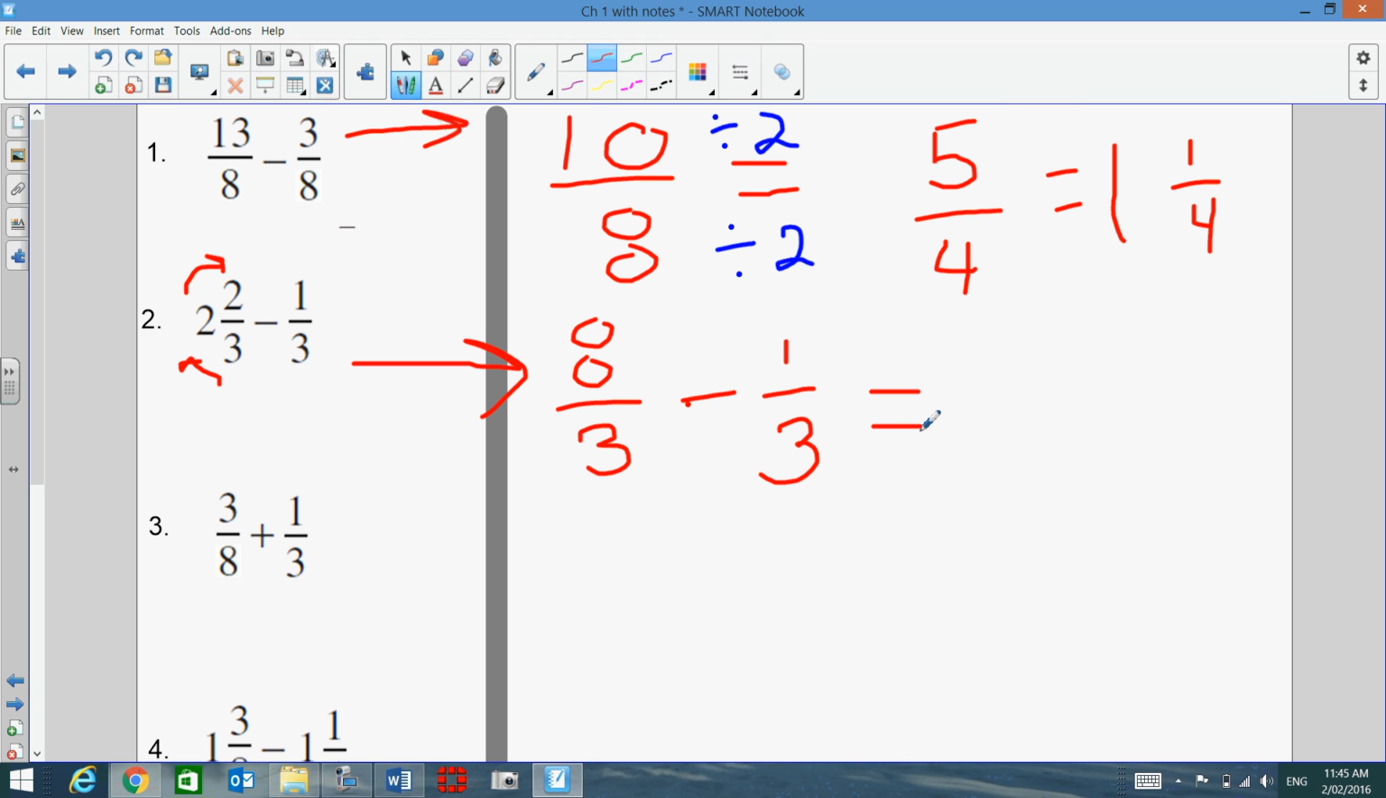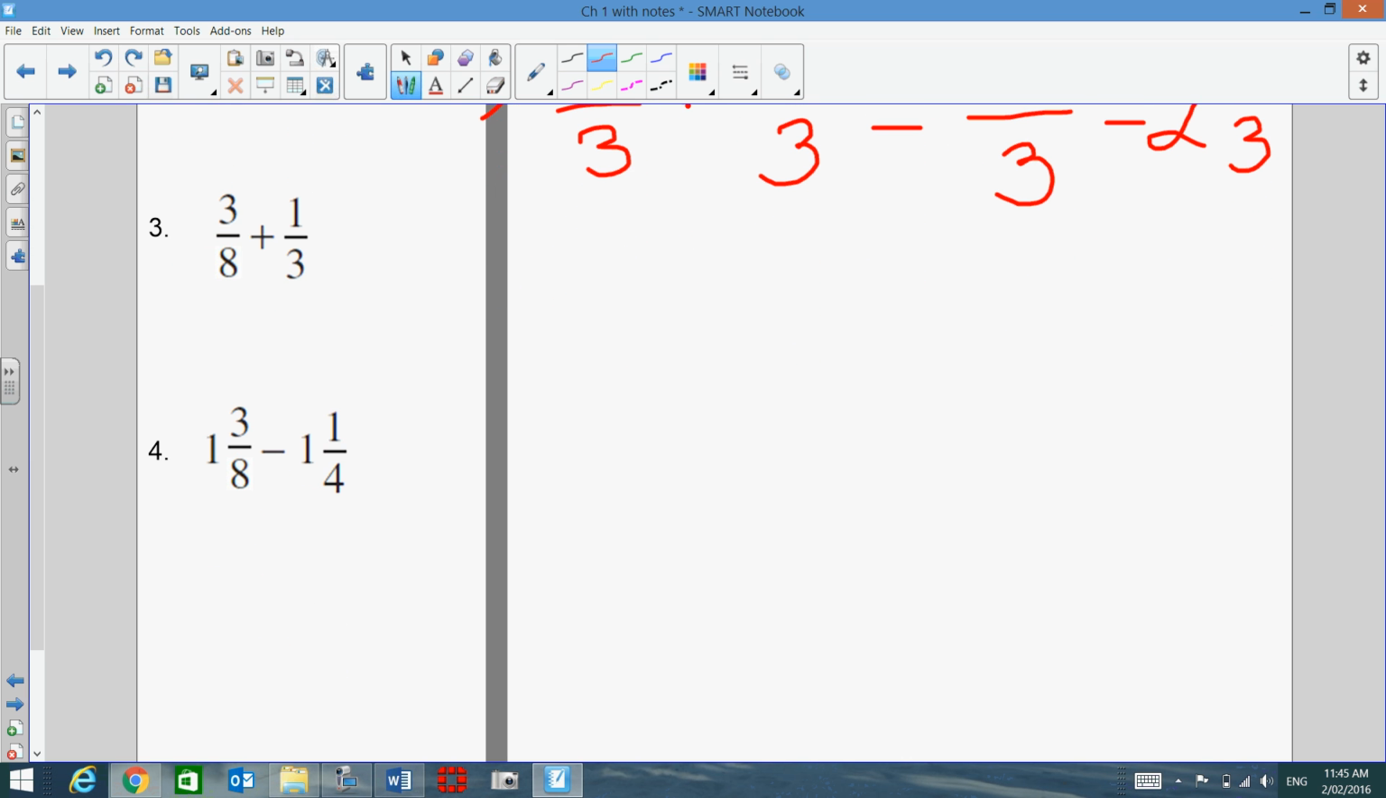8/3 minus 1/3, again, my denominator stays the same, and my numerator is a 7. 7 and 3 do not have any common factors, so I can't simplify, but I could rewrite it as a mixed number if I wanted to. So 3 goes into 7 2 times, and then I have 1/3 left over.